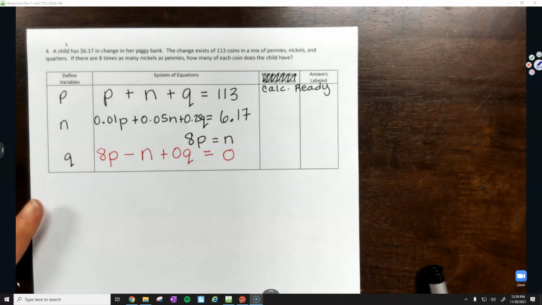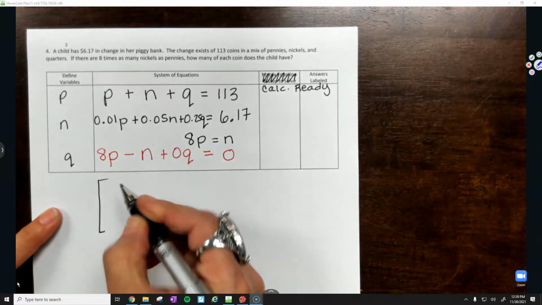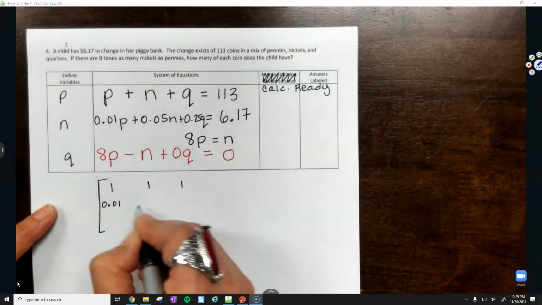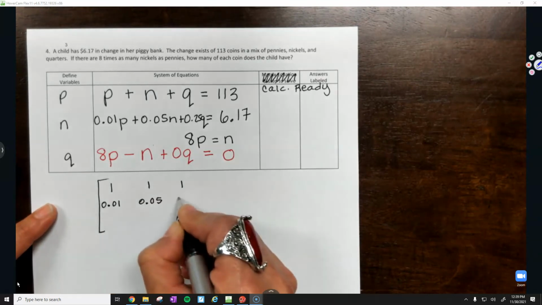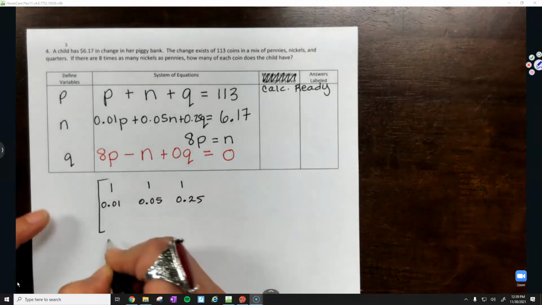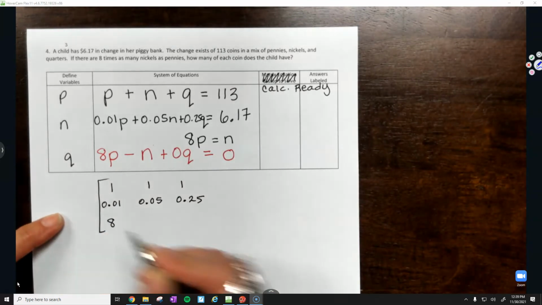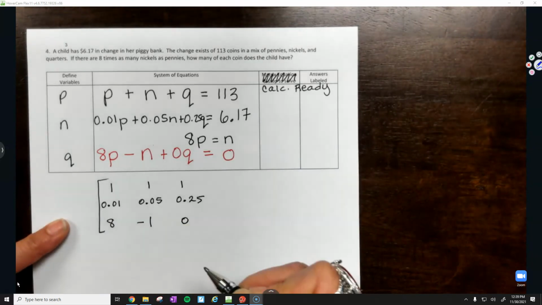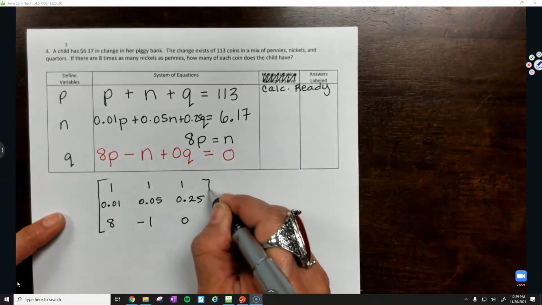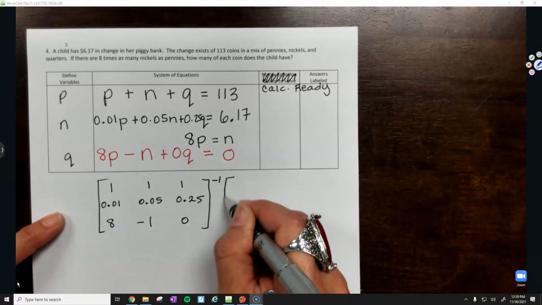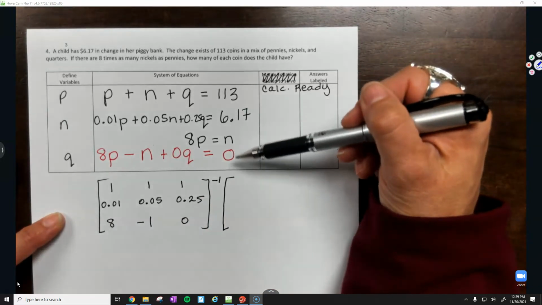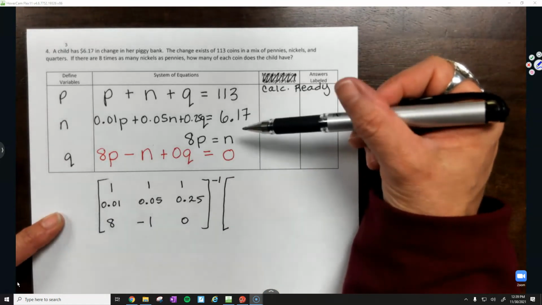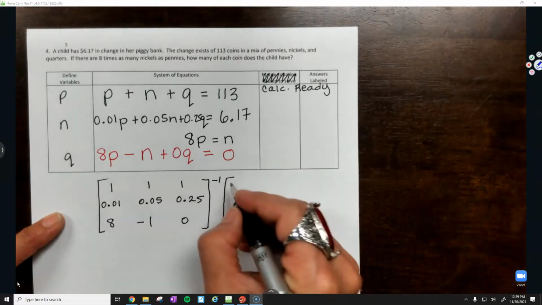All right, so your calculator ready. 1, 1, 1 is on the top, 0.01. So in other words, the value of each coin is in the middle. And then at the bottom, guys, you have your 8. You have a -1, and then don't forget your placeholder, the 0 for the Q. And then we're just going to go ahead and write what's on the other side of the equal sign. So the 113, the 6.17, and the 0.